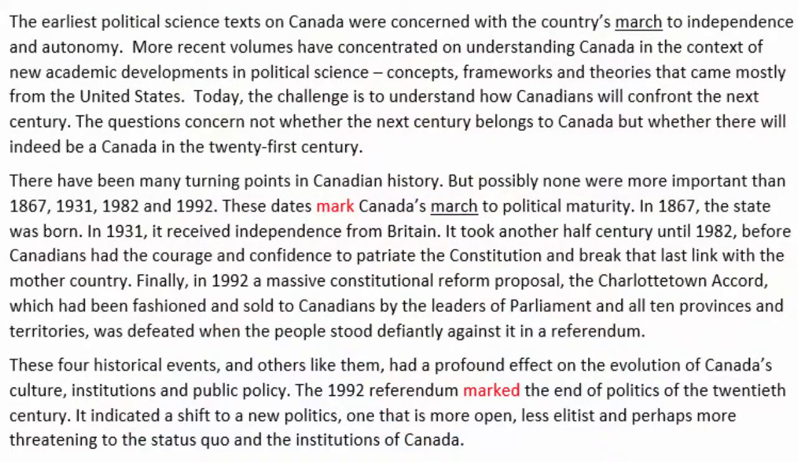What did you do during the first reading of these paragraphs? Did you notice the repetition of the word march and mark or marked? Are there multiple meanings attached to these words, or is the meaning consistent? Were you jotting down the main ideas from each paragraph?